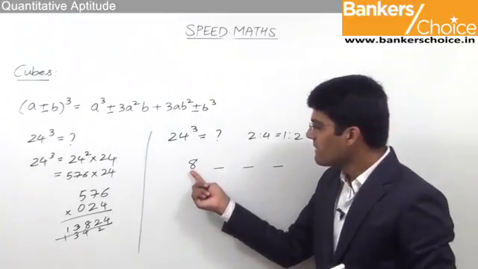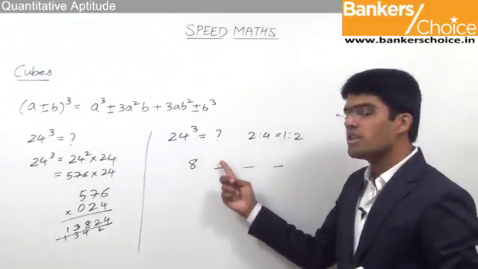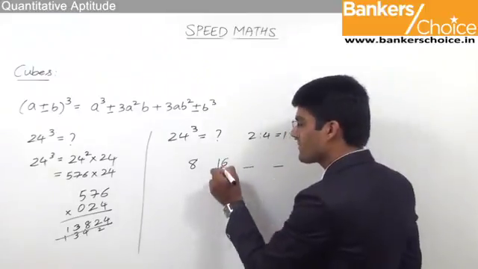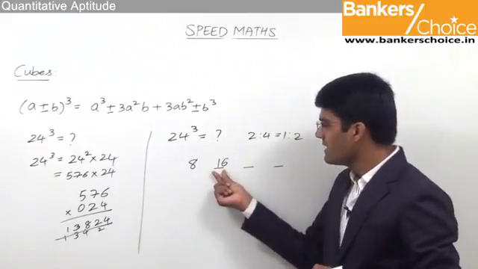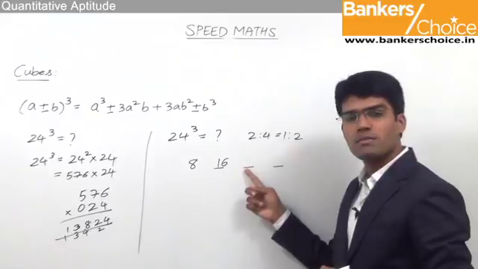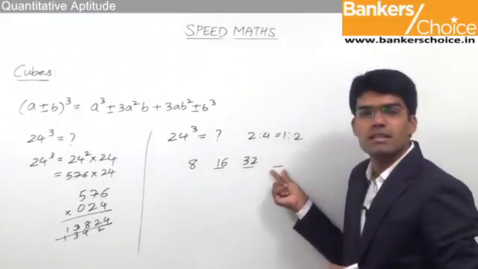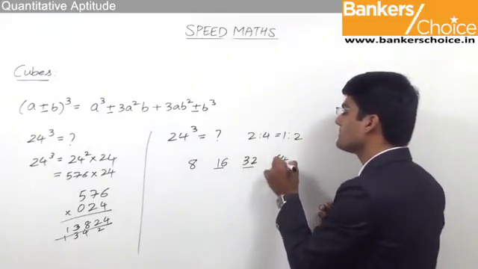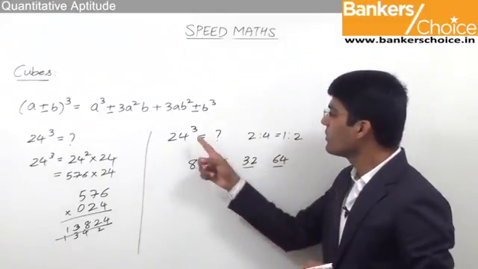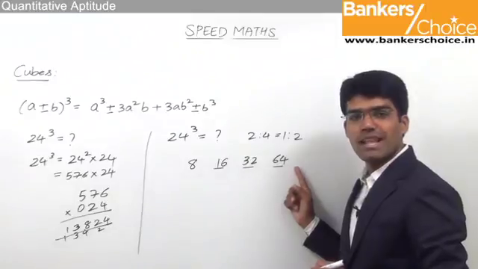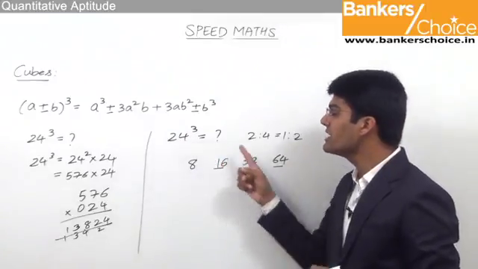For example, if this is 8, what can give you the ratio of 1:2 here? 16. Then again, if this is 16, what can we write here so that the ratio becomes 1:2? It should be 32. And if this is 32, what should be written here so that the ratio is 1:2? 64. And if you observe, 64 is nothing but 4 cube. So the last number that we get here is nothing but units place cube.